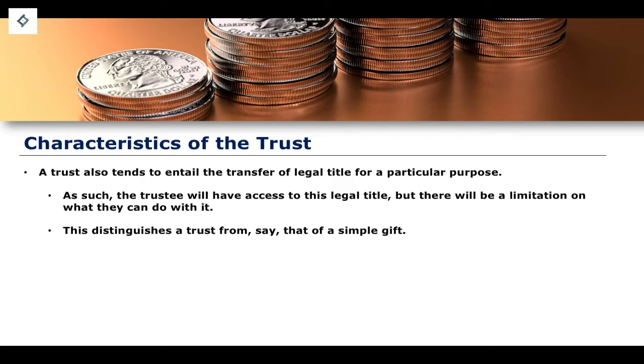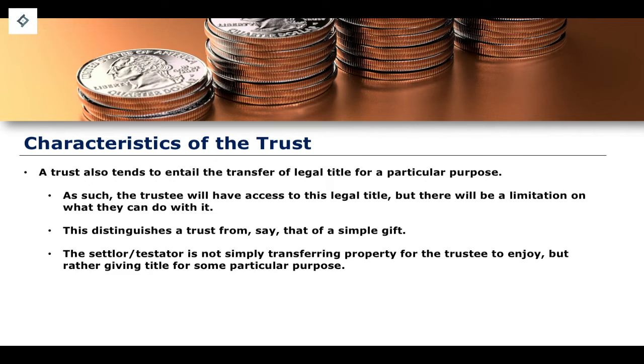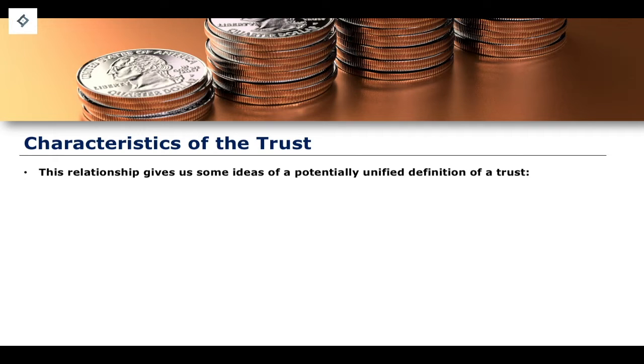When a settlor or a testator is transferring legal title to a trustee, they're not giving it to them as a gift to do with whatever they so choose. They are not doing it for the trustee to essentially just enjoy. They're giving it to them for a particular purpose, to hold and to manage that property in that kind of way. This relationship gives us some ideas about a potentially unified definition of a trust, or at least a potentially unified set of characteristics about a trust.